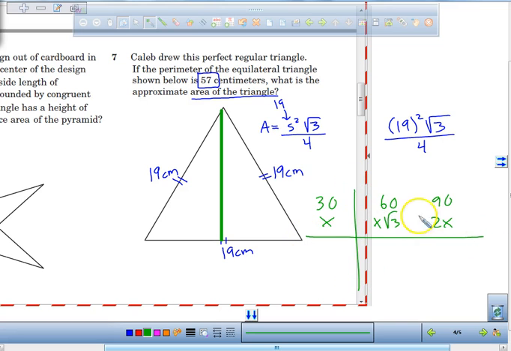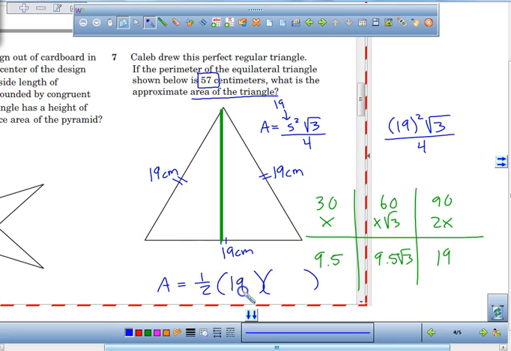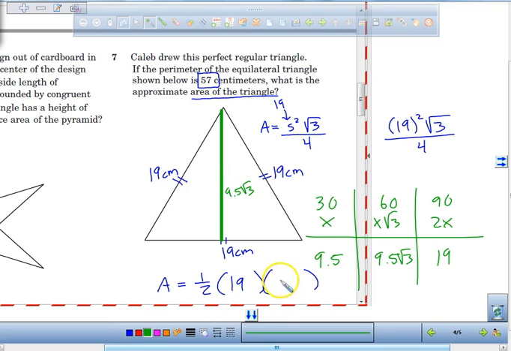This time our 2x side is 19. Half of that is 9.5. And the 60-degree side is 9.5 radical 3. So what if I wanted to use the formula, area of a triangle? I'm not going to memorize that, and I just want to use 1/2 base times height, because that's the type of guy or gal I am. What's the base of my triangle? 19. What's the height of my triangle? 9.5 radical 3.